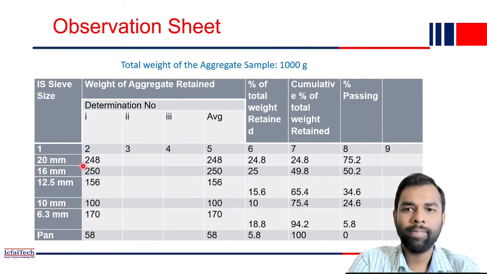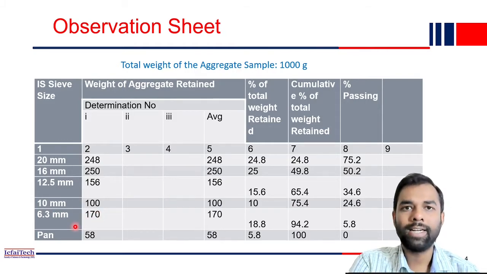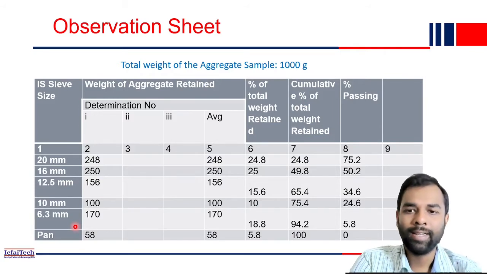Then in the 20 mm sieve, 248 gram of aggregate is retained. Then in the 16 mm, 250 gram of aggregate is retained. Same for 12.5 mm, 156 gram of aggregate has been retained. In 10 mm, 100 gram, in 6.3 mm, 170 gram, and in the pan at the bottom, 53 gram, that is dust particles and small aggregates, are retained. If you add it all, you will get a total of 1000 gram of sample.